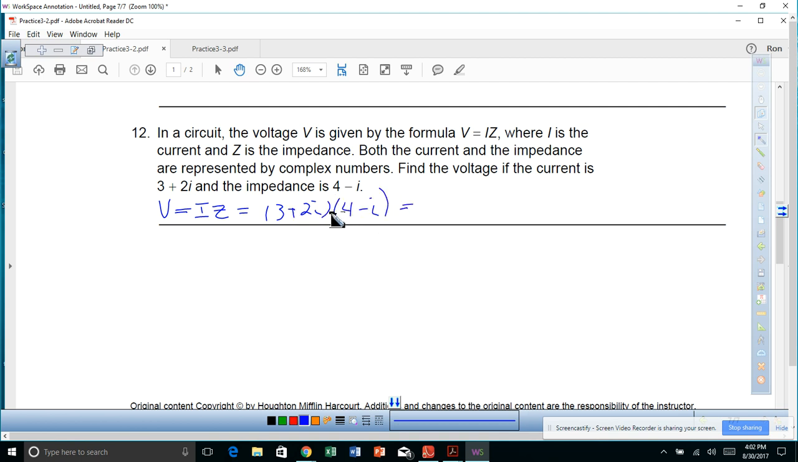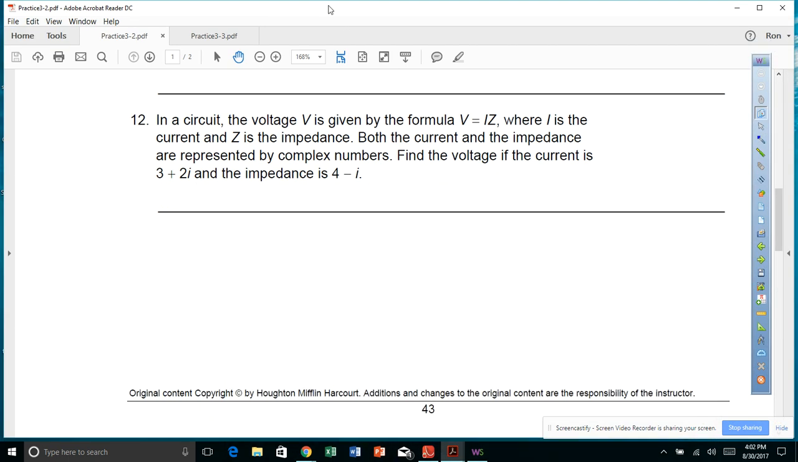Well, let's see. 3 times 4 is 12. 3 times minus i, that's minus 3i. 2i times 4 is plus 8i. And 2i times negative i is minus 2i squared. Well, let's see here. 12 minus 3i plus 8i, that's going to be plus 5i. And that's going to be minus 2 times negative 1. So negative 2 times negative, that's going to be plus 2. 12 plus 2 is 14 plus 5i. Not too bad. We got that one done.